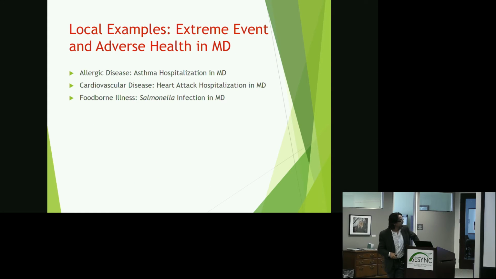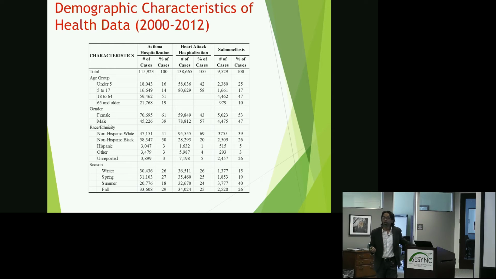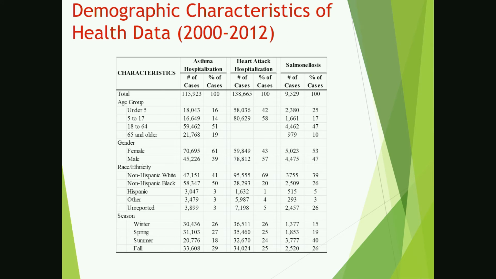To do that, we have partnered with the Maryland Department of Health and Mental Hygiene through a grant funded through CDC, where we are looking to characterize how these extreme events may be impacting the health of Marylanders. We're looking at a whole host of health effects, including asthma hospitalization, heart attack, and salmonellosis. These are respiratory disease, cardiovascular disease, and foodborne diseases. And we have data from 2000 to 2012.